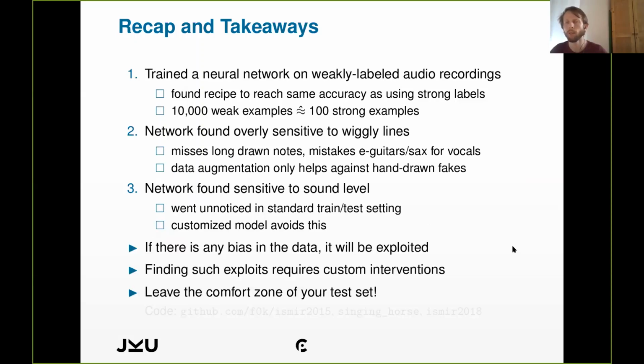So on a higher level, the conclusions would be, if there is any kind of bias in the data, the model will exploit it. In this case, it was, for example, the sound level. And finding these exploits will often require some custom interventions. And especially you should not rely on your test set to discover the biases, because if you have the same bias in your training and test data, you will never know that your model is biased. So try to leave the comfort zone of your test set if you want to apply your model on real data.